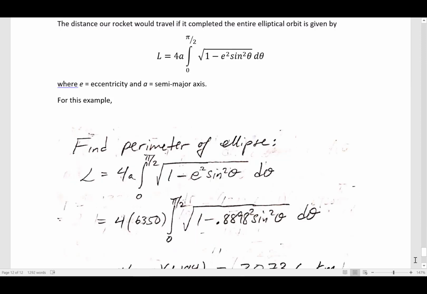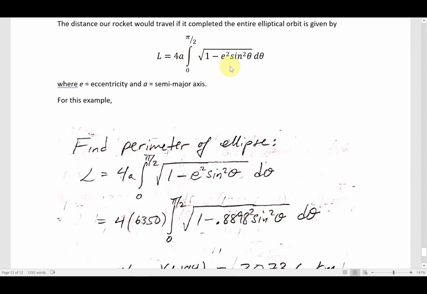Finally, so far in part 2 of this series, we haven't done much calculus. So let's finish with one calculus question. Compute the circumference of the elliptical transfer orbit. Interestingly, it's impossible to find the exact circumference or perimeter of an ellipse. We can only find approximations, and so here we'll use a calculator to find a numerical value for the required integral. The distance our rocket would travel if it completed the entire elliptical orbit is given by this formula.